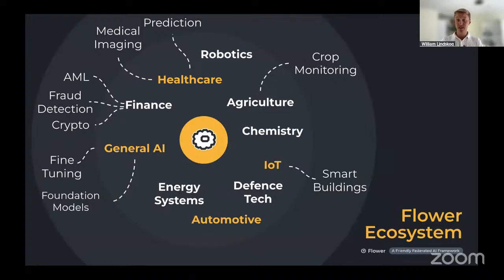And as we have seen, there are more fields to it. We heard about chemical engineering as well, but there, I've just scanned Google Scholar earlier, and you find articles in robotics, general AI, also energy systems, automotive, defense tech, IoT, agriculture a lot, which is very interesting, and robotics. So to everyone who's building on Flower and wants to chat with us, feel free to do so.